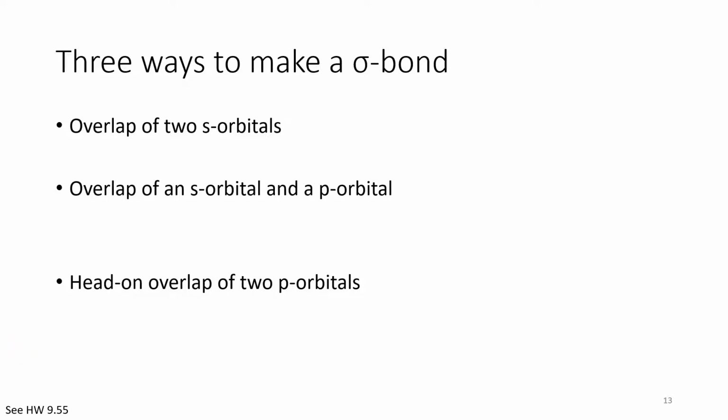Hi everyone. We're going to talk about sigma and pi bonds in this video. Remember, this is the symbol for sigma. And as you can see here, there are three ways that we can make a sigma bond.